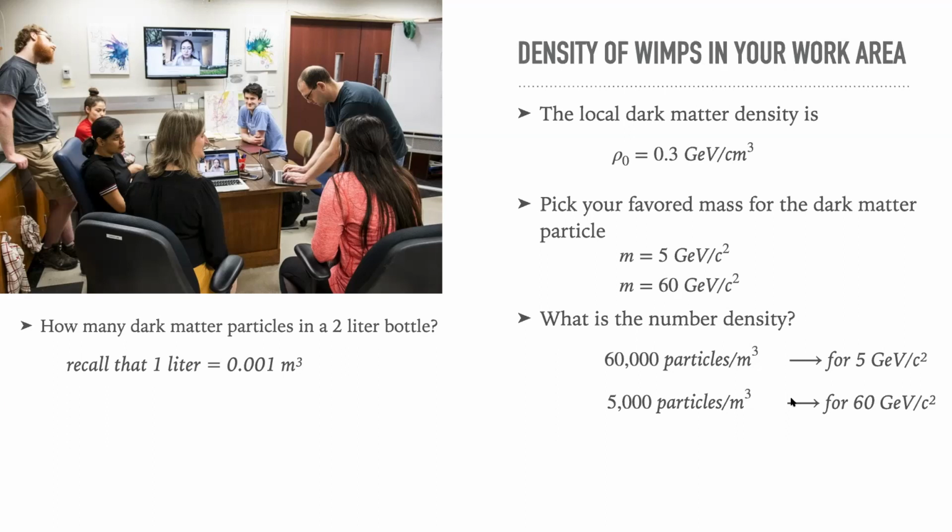So let's transpose this into a 2-liter bottle of soda. So then we need to go to Google, if we don't remember, that 1 liter is equal to 0.001 meters cubed. And then we can do some simple unit conversions again to find out that a 2-liter bottle of soda would have about 120 particles if our WIMP was 5 GeV, and about 10 particles if it was 60 GeV. Now here, obviously, I'm not worried about the motion of it. I'm just taking a snapshot in time and saying, what do we see? And so this is something that seems like we should be able to detect.